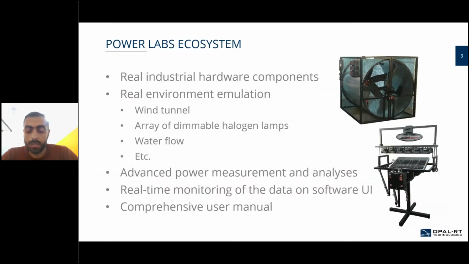We highly believe that the trainer should provide as much as possible the same experience as the students would have on a real field. This is why in our trainers we use real industrial hardware components like real wind turbines, PV panels, water turbines, etc. We also emulate the environment which the trainers operate in. For example, we emulate the real wind for the wind trainer, or we use halogen lamps to emulate the sunlight for the PV system, etc. This environment emulation also makes the students connected to the topic and makes it more interesting, realistic, and deductive.